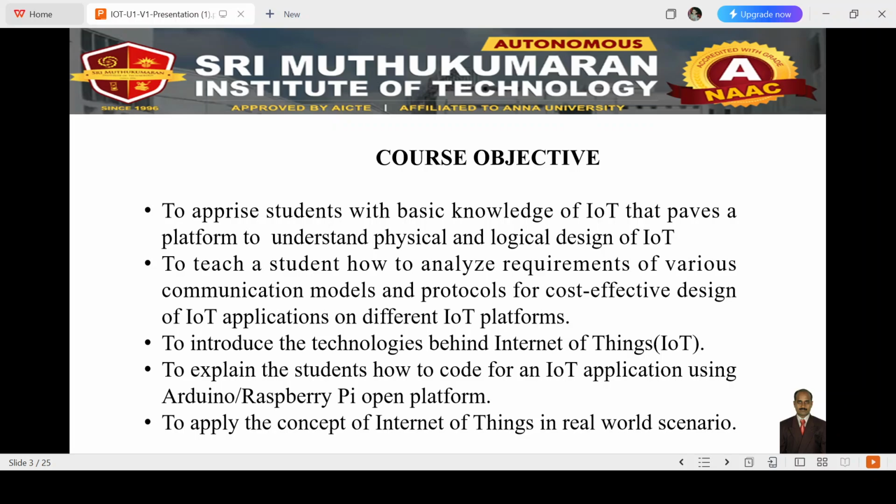Next one is to explain to the students how to code for IoT applications using the Arduino or Raspberry Pi open platform. Yes, this is the real-time implementation of the theory and concepts that we have learned throughout unit 1, unit 2, unit 3. We are going to apply those concepts and realize the real-time usage of IoT.